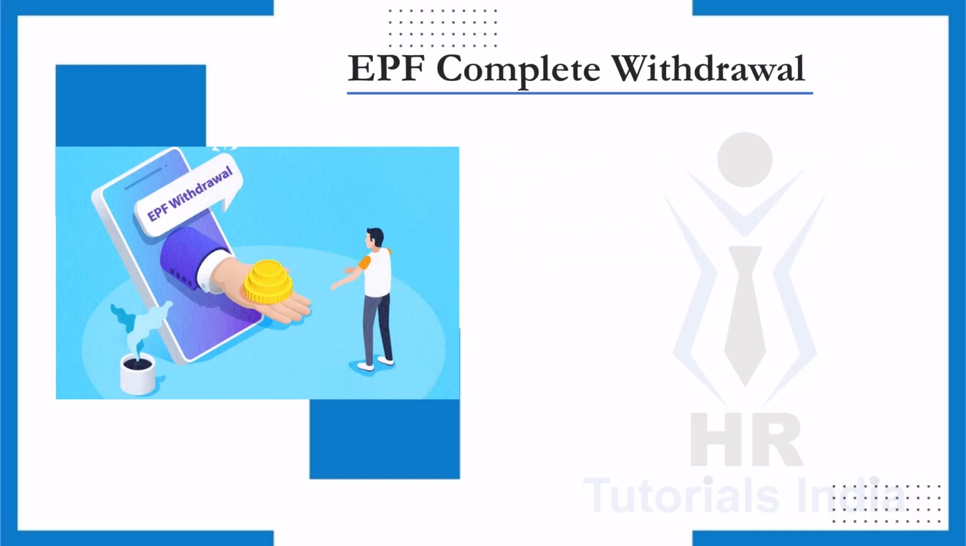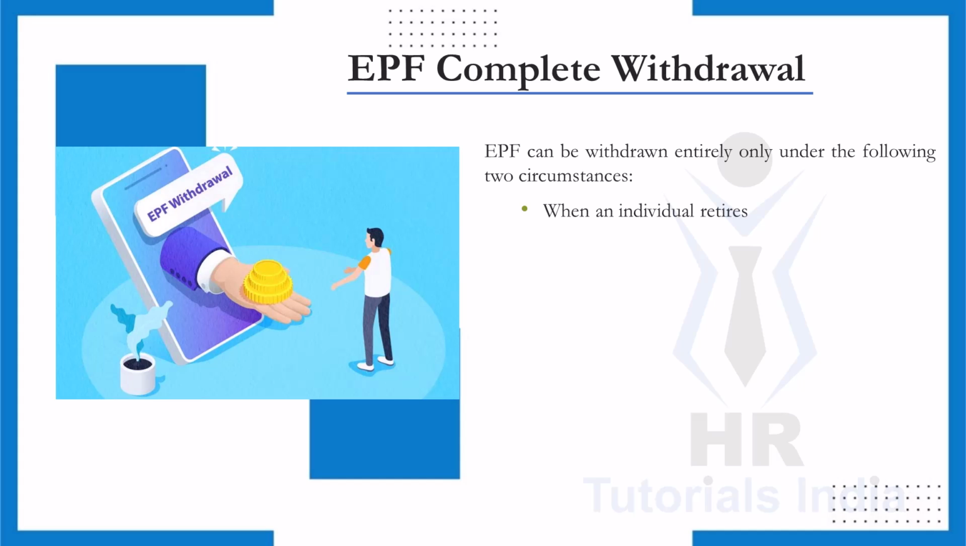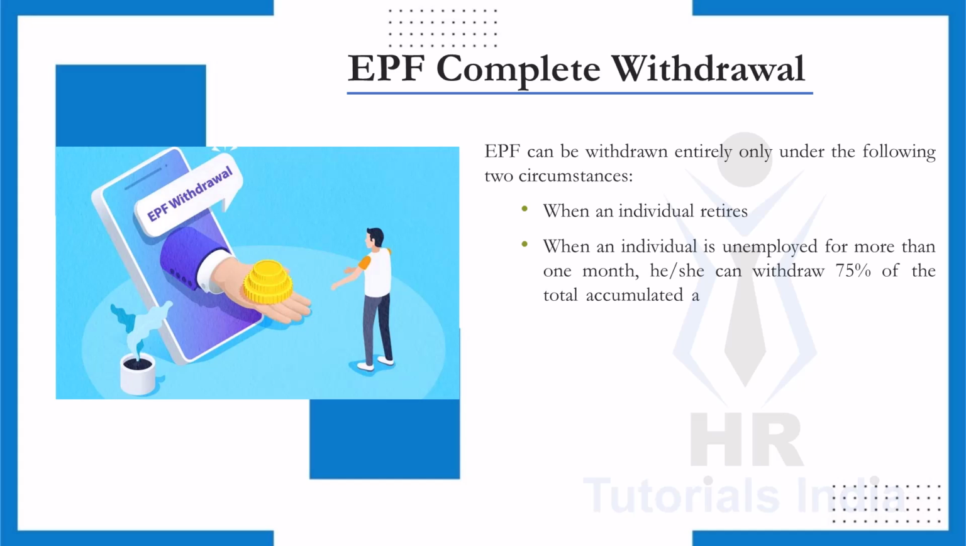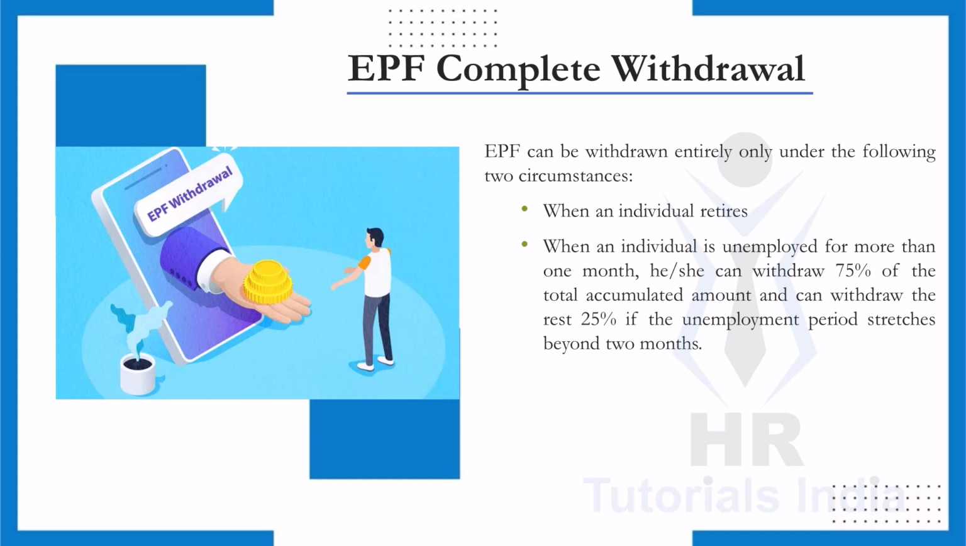EPF complete withdrawal. Now let us see how and when an employee can withdraw EPF completely. EPF can be withdrawn entirely only under the following two circumstances: when an individual retires and when an individual is unemployed for more than 1 month. He or she can withdraw 75% of the total accumulated amount and can withdraw the remaining 25% if the unemployment period stretches beyond 2 months. In simple words, PF can be withdrawn at the time of retirement, and 75% of the PF can be withdrawn if the employee is unemployed for 1 month, and the remaining 25% can be withdrawn after 2 months of unemployment.